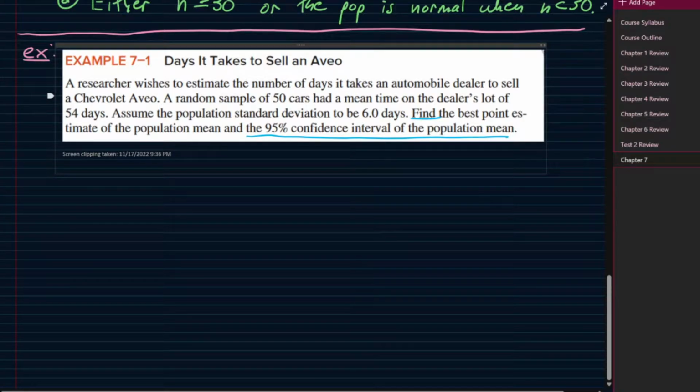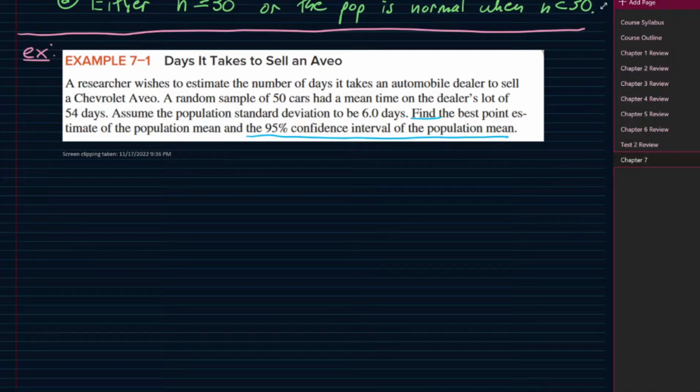And remember the formula for, well, let's just pick out everything we know here. We've got a random sample of 50 cars. That's our n. So n is greater than or equal to 30. We know that's a big enough n to apply all this information. It says that they had a mean time on the dealer's lot of 54 days. So what is that telling us? Remember, you basically just need to know what symbol this refers to. What's the mean of a sample? What's the symbol for that? Remember, it's x bar. So that's our x bar. It's 54.